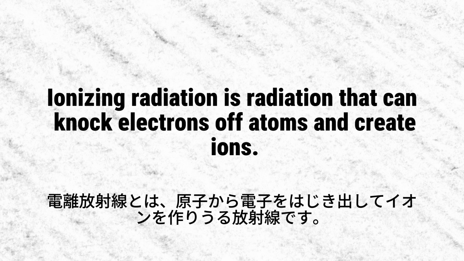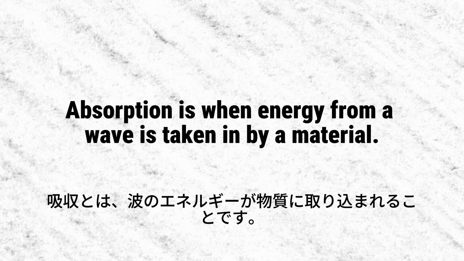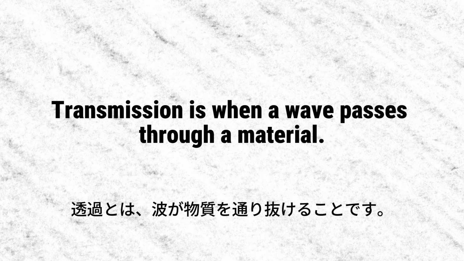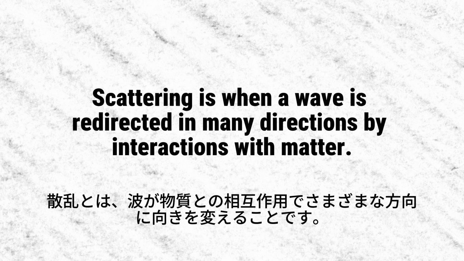Ionizing radiation is radiation that can knock electrons off atoms and create ions. Absorption is when energy from a wave is taken in by a material. Transmission is when a wave passes through a material. Scattering is when a wave is redirected in many directions by interactions with matter.